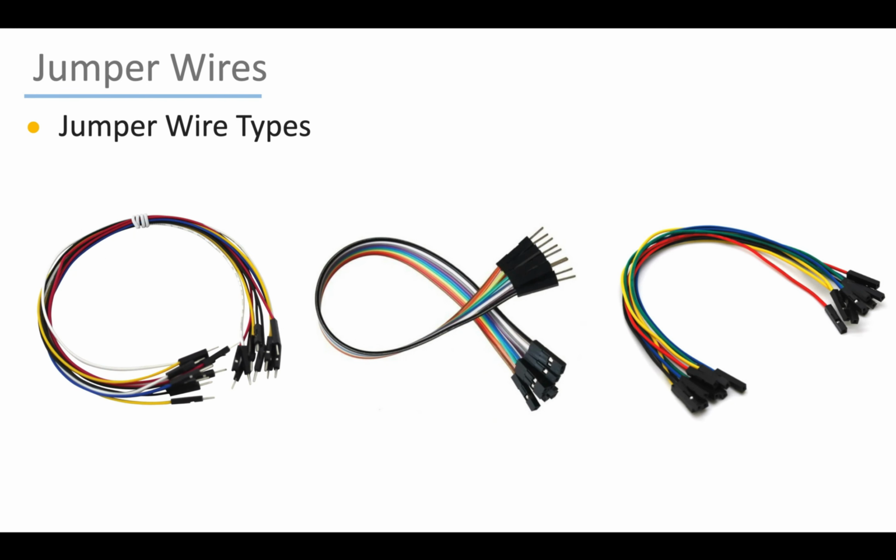In male to male jumper wires, we have the male ports at each end, as you can see here in the picture on the left, and in the male to female or female to male, we have one female port at one end and one male port at the other end, as you can see here in the middle picture.